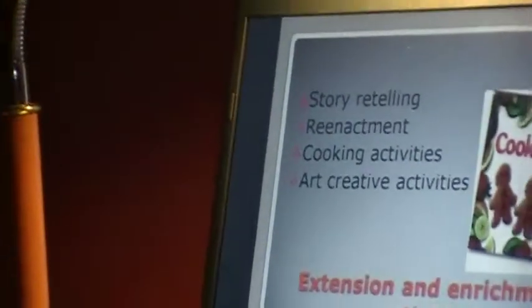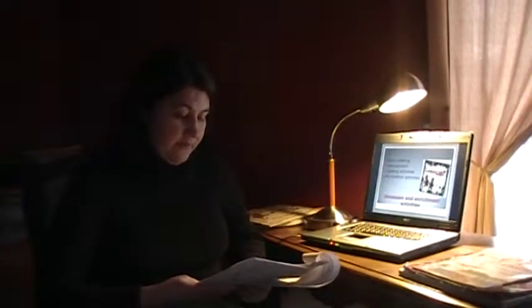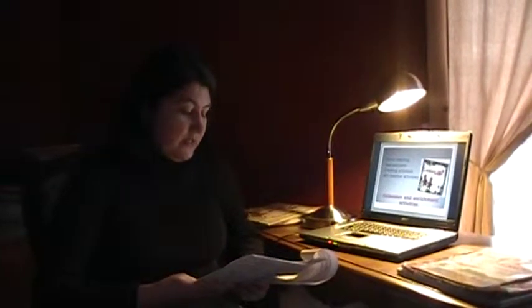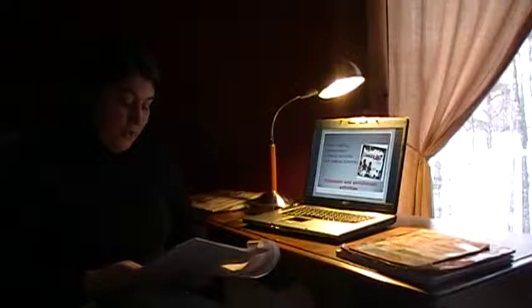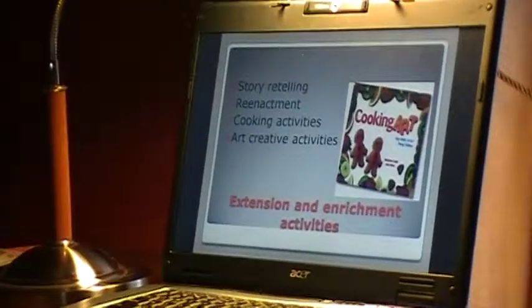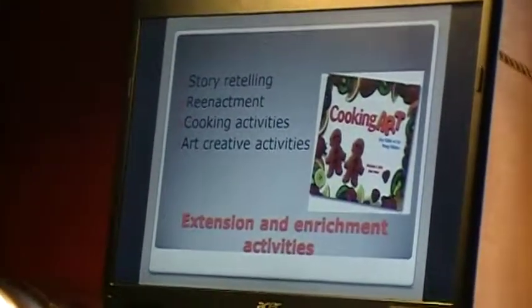After the children get familiar with the book and can answer the level 3 questions, the teacher can turn to extension and enrichment activities. One form of the extension activity is storytelling, story retelling. Students retell the story in their own words without looking at the book or using the pictures as a guide. In reenactment, students act out the story.